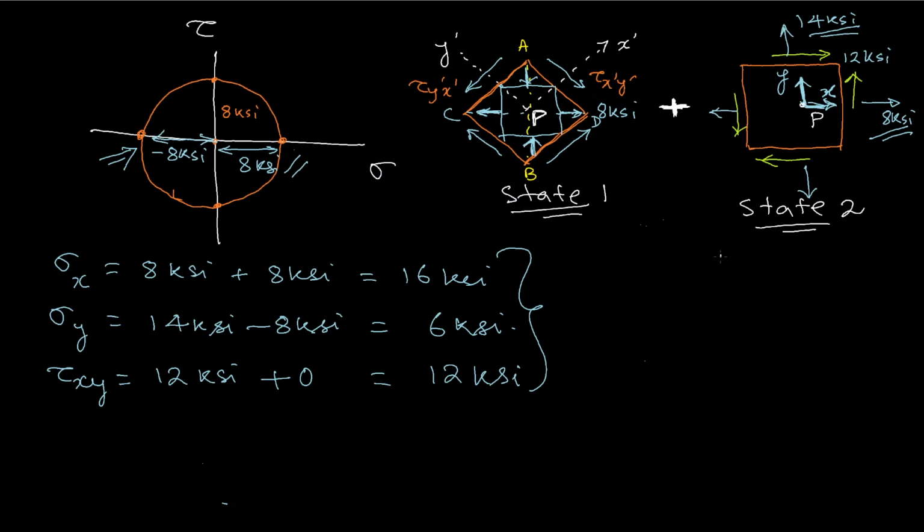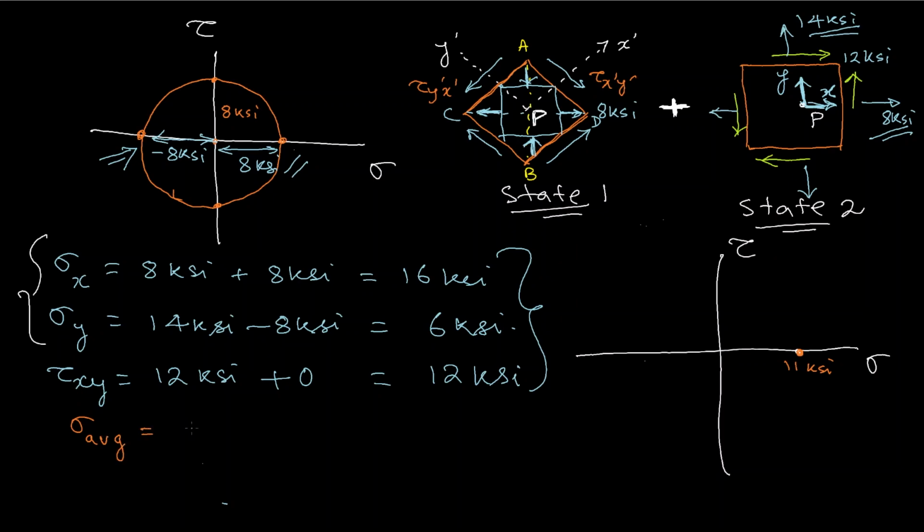And if I try to draw that, say suppose this is the axis sigma and tau, and I see these two values, so the average will become how much, 16 plus 6 is 22, so 11 ksi. Let me draw here, so 11 ksi is the center. Okay, here is the 11 ksi point. Let me write them. Say sigma average will be sigma x plus sigma y over 2, so that will be 11 ksi.